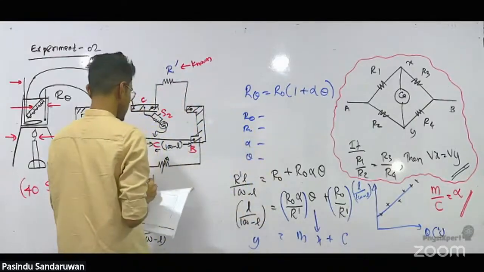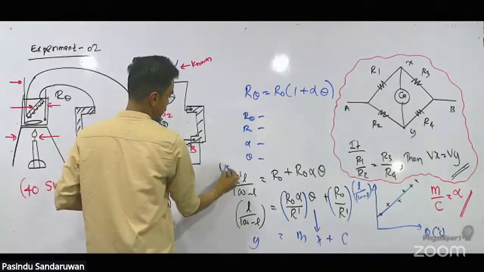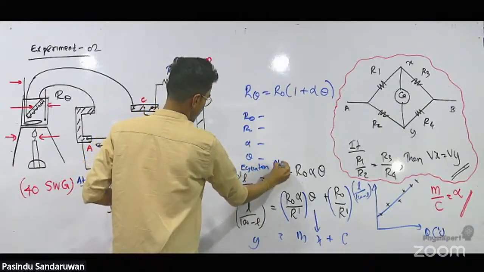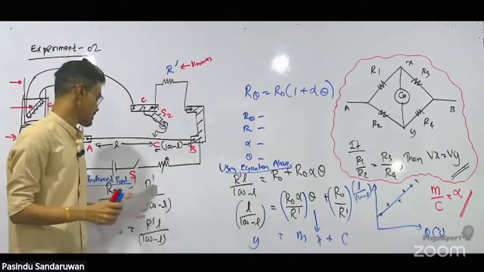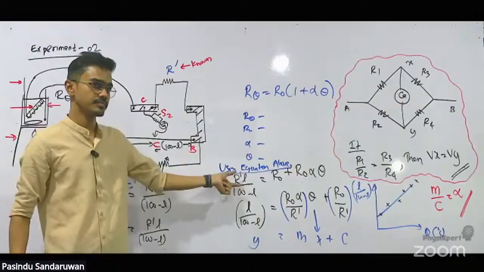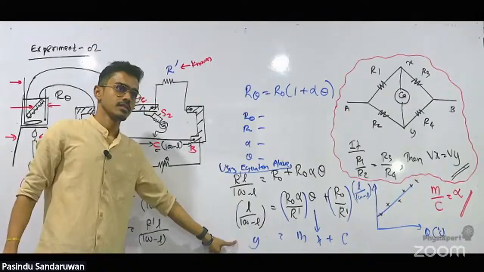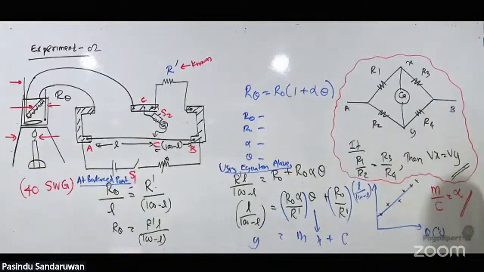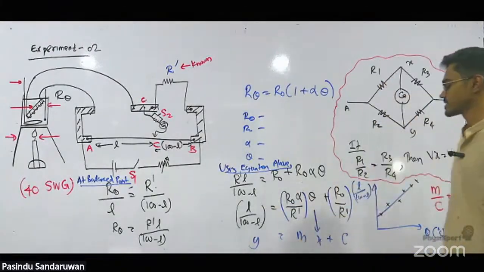Then, using the equation above, combine these two. For R theta in this equation, plug in from here. Start from here and prove it up to this point. Y equals mx plus c.